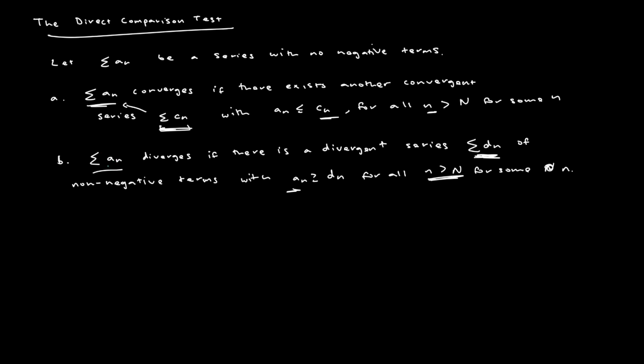And hopefully the rationale for both of these cases is pretty intuitive. But that was the direct comparison test. And let's use the direct comparison test to prove that the sum from n equals 0 to infinity of x to the power of 2n divided by n factorial squared converges on all x. So we want to prove that this converges, and so we are just concerned with this part A.